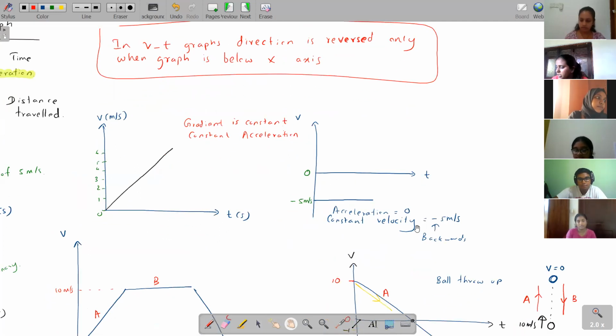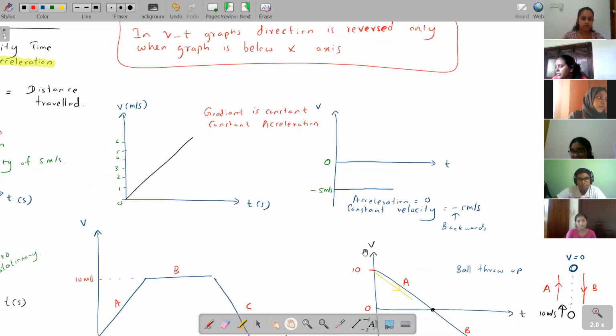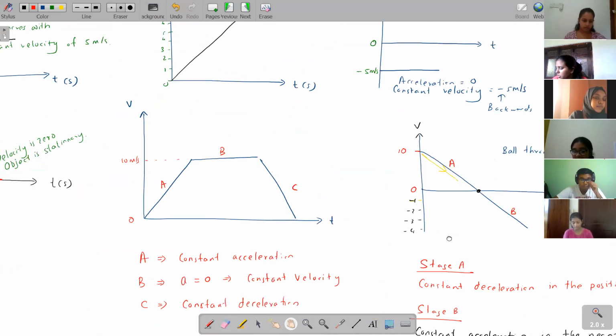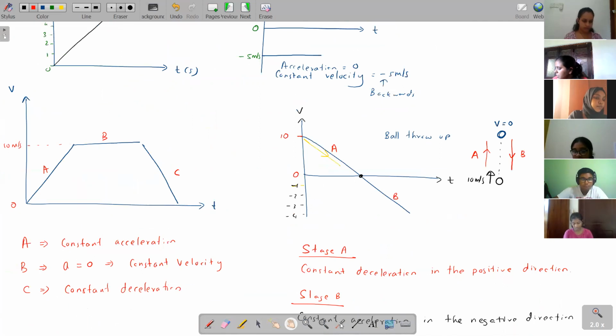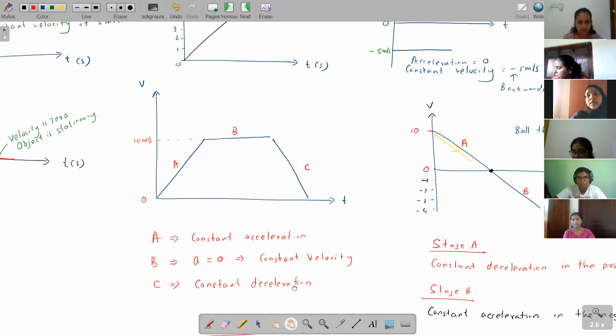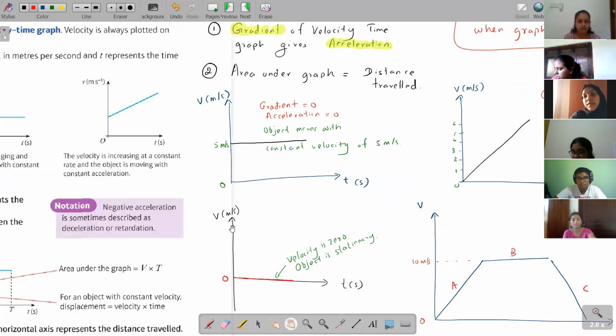Okay, shall we move on, children? Because we need to go for the sums now. I think I have given you all the basics of the VT graphs. Hopefully you have a very good knowledge about the VT graph now. Especially this graph is very insightful. Hopefully it opened your eyes to all the possibilities of the VT graph. Now let's go for the questions with VT graphs.